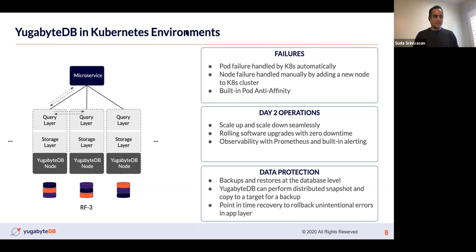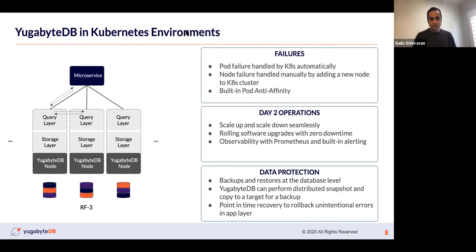Rolling software upgrades, again, YugabyteDB is designed for zero downtime rolling upgrades, following DBRE best practices. So you have a cluster that will continue to run even as software upgrades are being done on it. And as Amey had mentioned earlier, observability with Prometheus and Grafana and built-in alerting. So you're getting eyes in the cluster at all times and all the metrics that you need to make sure that your cluster is in a healthy state.